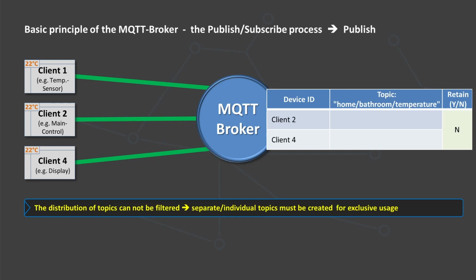If a client should not always receive a particular topic, we must create a separate and individual topic just for that and must organize the filtered distribution inside our Smarthome main control.